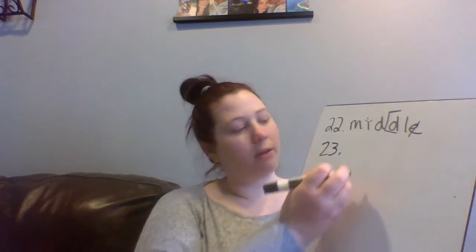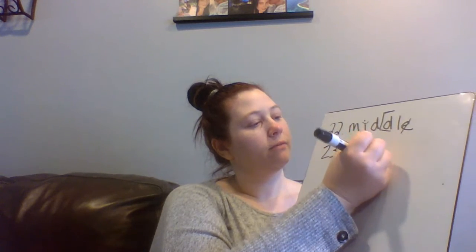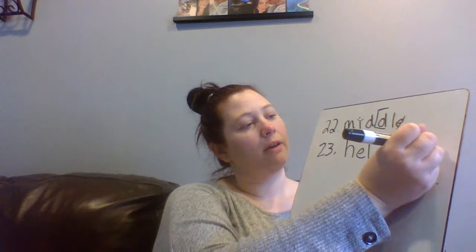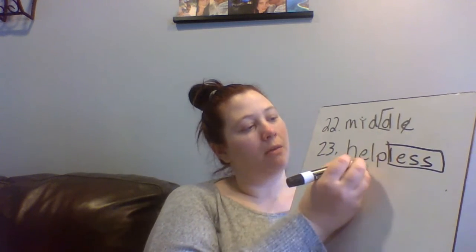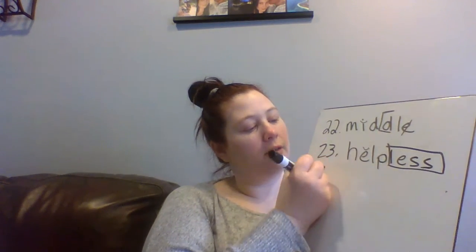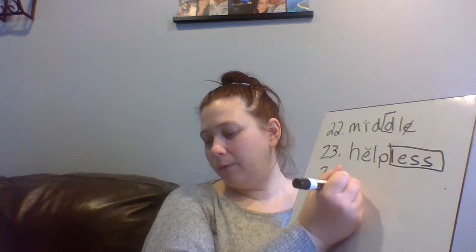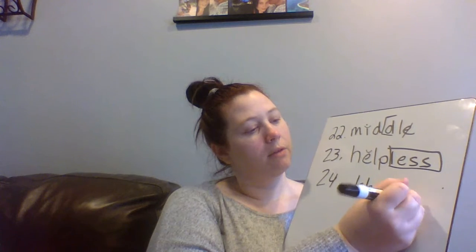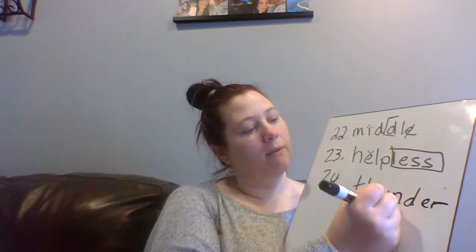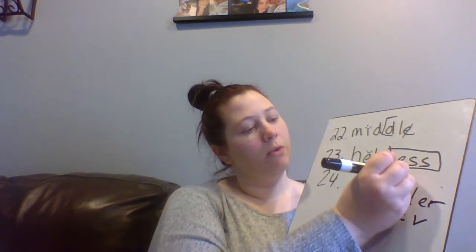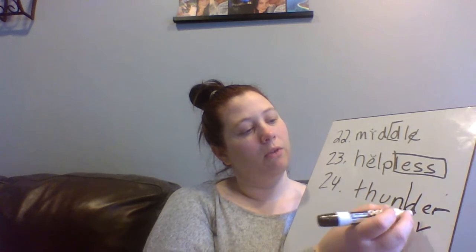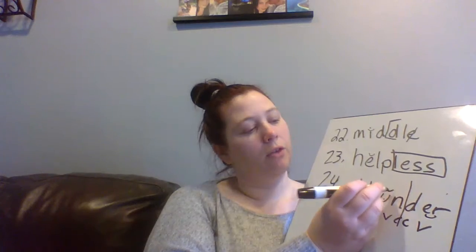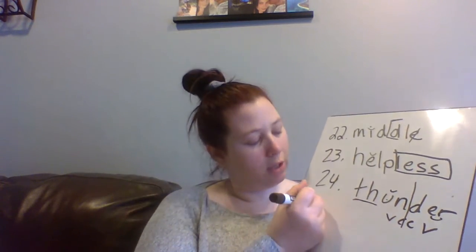23, helpless. Here we have our suffix, LESS, we're going to box off. We have vowel consonant, and our E gets a breve. 24, thunder. Here we have vowel, consonant, consonant, vowel. We're going to draw a line in between those. Here we have the ER combination. Here we have vowel consonant, so our U gets a breve, and then we have our TH digraph.